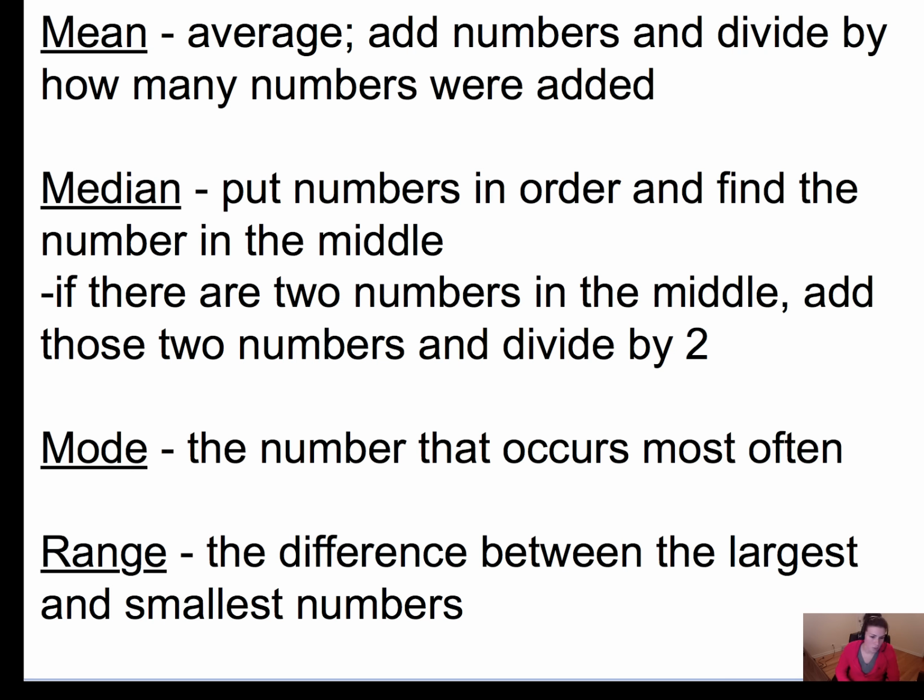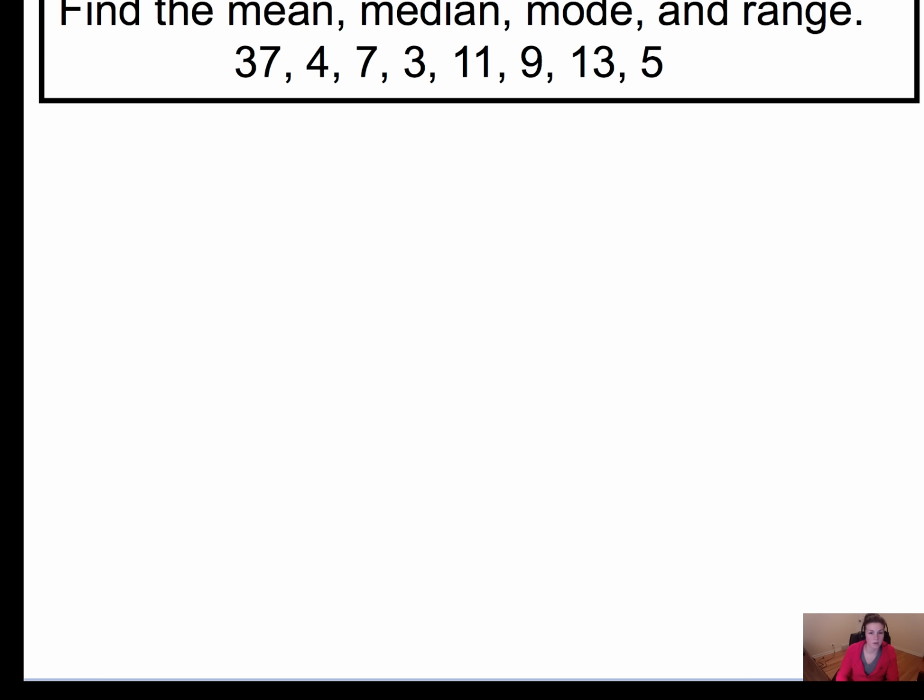To find the mode, all you have to look for is the number that occurs the most often. And last, the range is the difference between the largest and smallest numbers. Difference means subtraction, so you take the largest number and then you subtract the smallest number. That's it. So let's take a look at an example here.